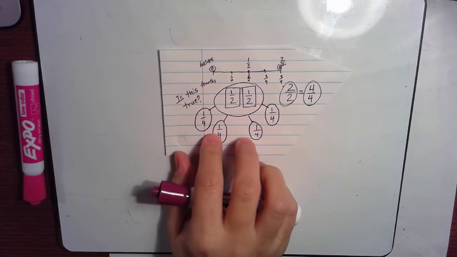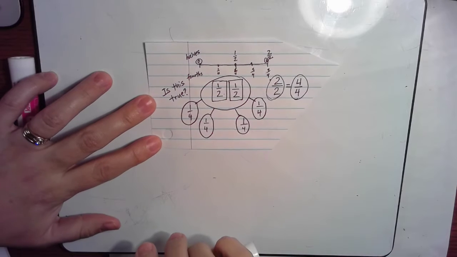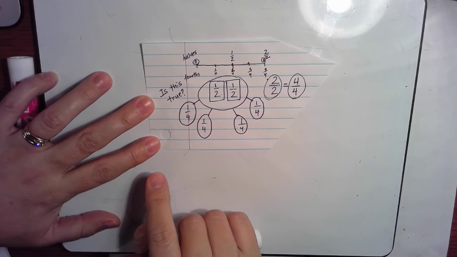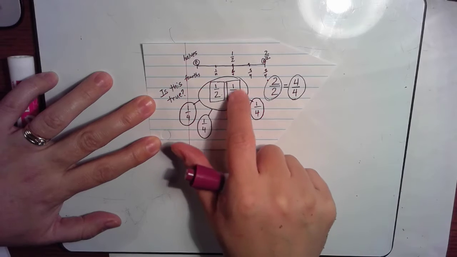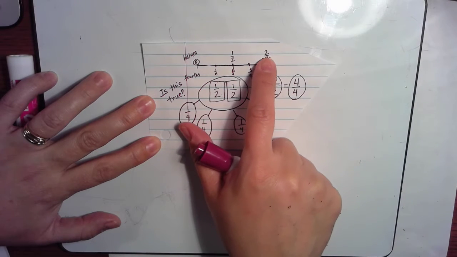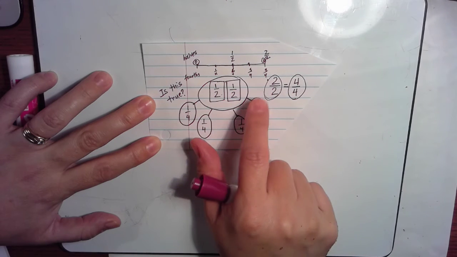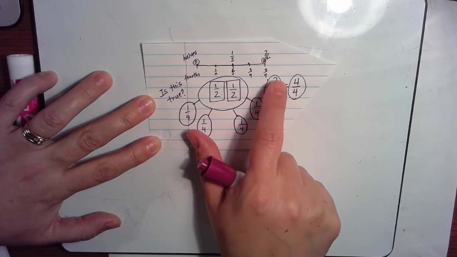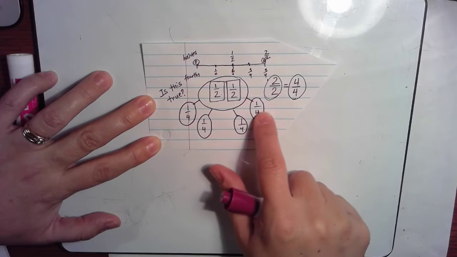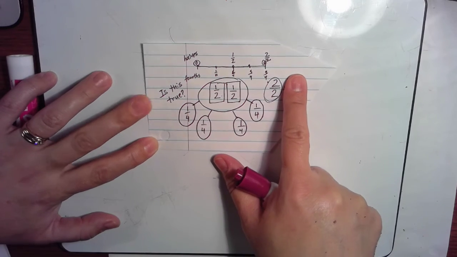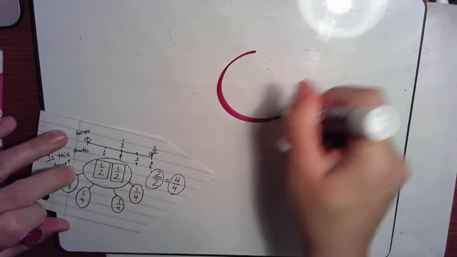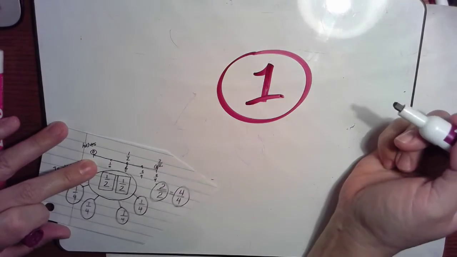Okay. So for your new stuff today, I'm going to pull out something I made for you yesterday. Yesterday I taught you that you can write the whole as a fraction. So 1 whole could be written as 2 halves or 2/2. And you saw that that equals 4/4 in this example.